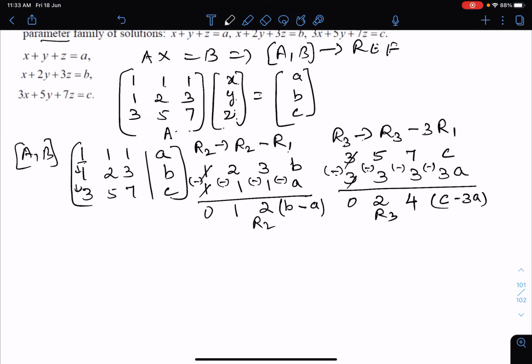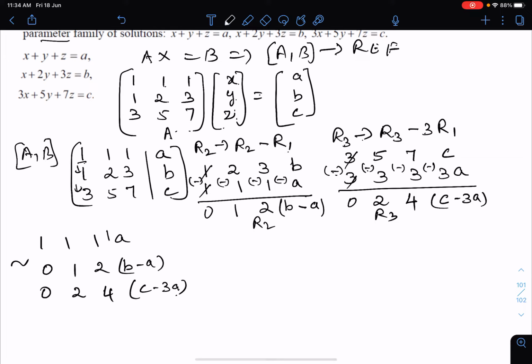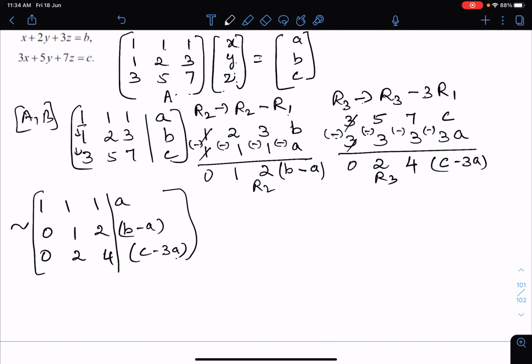Now write your equivalent matrix. First row remains the same, and our second row is 0 1 2 and the last entry is B minus A. Similarly row 3 is 0 2 4 and our last entry is C minus 3A. So drop the line in between. Now below the principal diagonal everything should be 0.